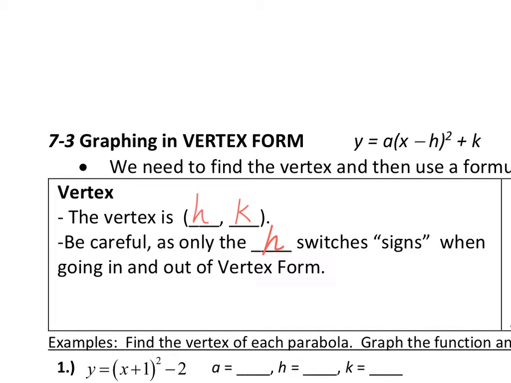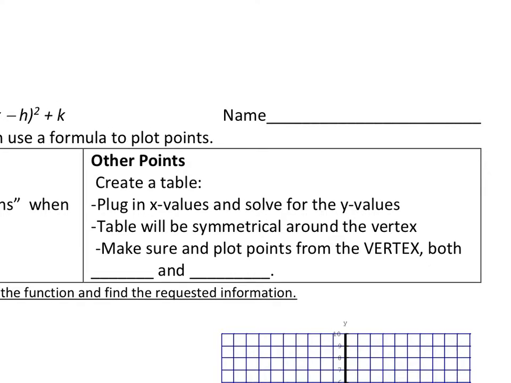We're going to do the same type of thing there. When we're getting the other points, we're doing it the same way. So you're going to create a table, plug in your x values, solve for your y values. It'll be symmetrical around the vertex. Make sure you plot points from the vertex, both left and right. Remember, if you have like 2 points on the right, then you know right away what the 2 points on the left should be because it'll be symmetrical.